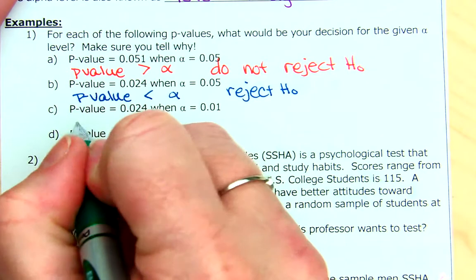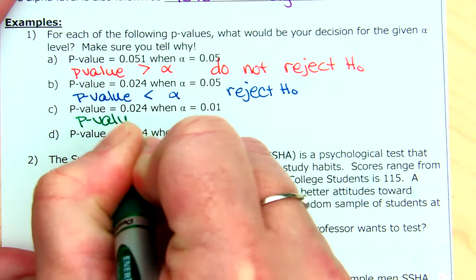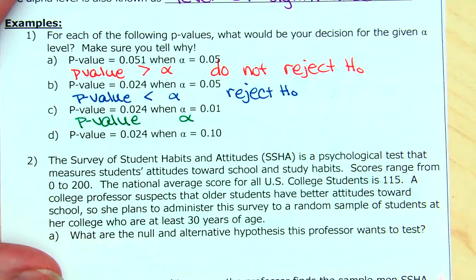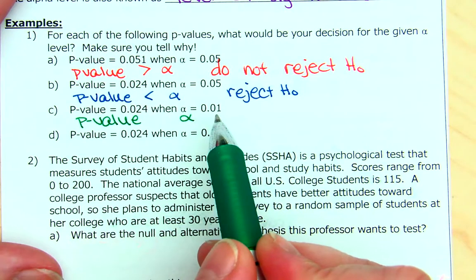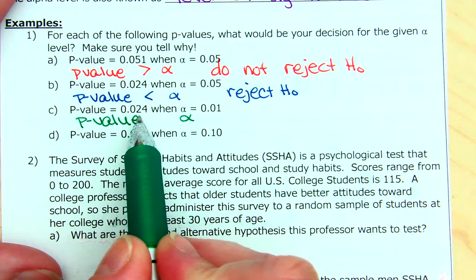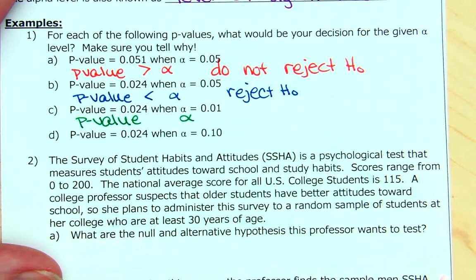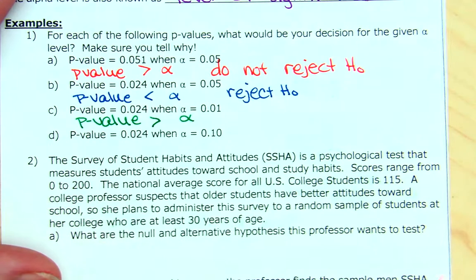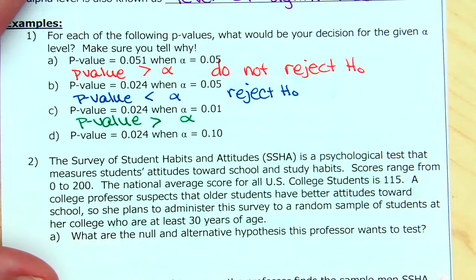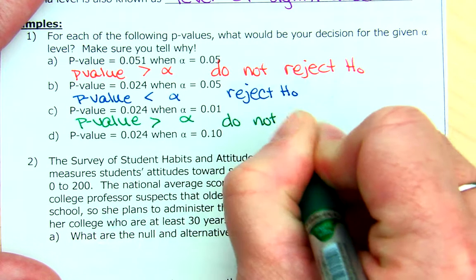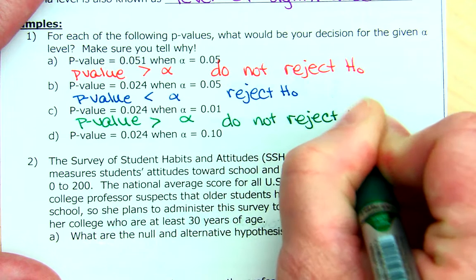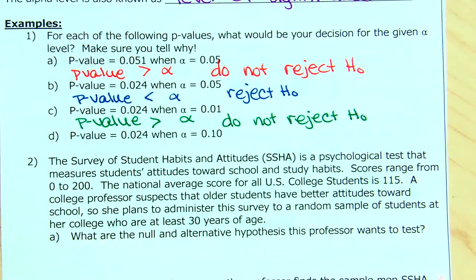Okay, so part C. So now we have a different alpha level. It's 0.01. So we're comparing 0.024 to 0.01. Greater than. So what's my conclusion? Do not reject. Good. We neither reject or accept. You have to do one. Can't be wishy-washy.